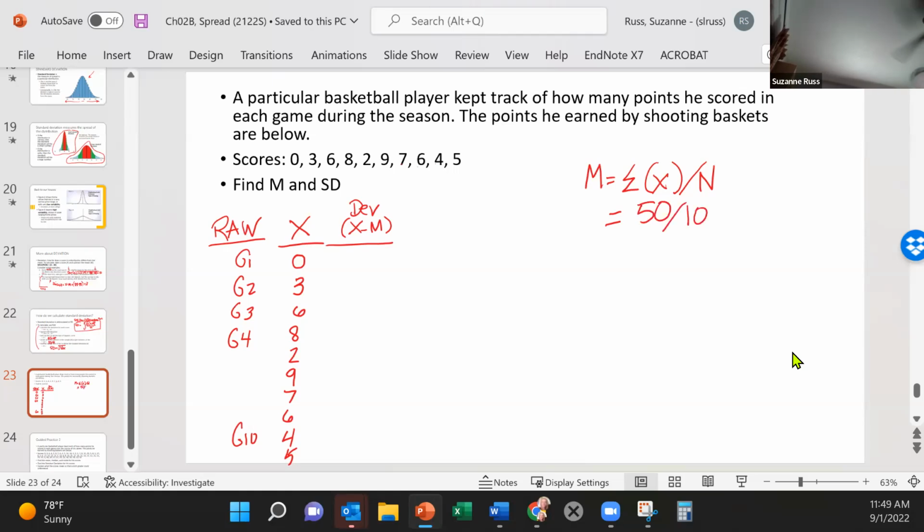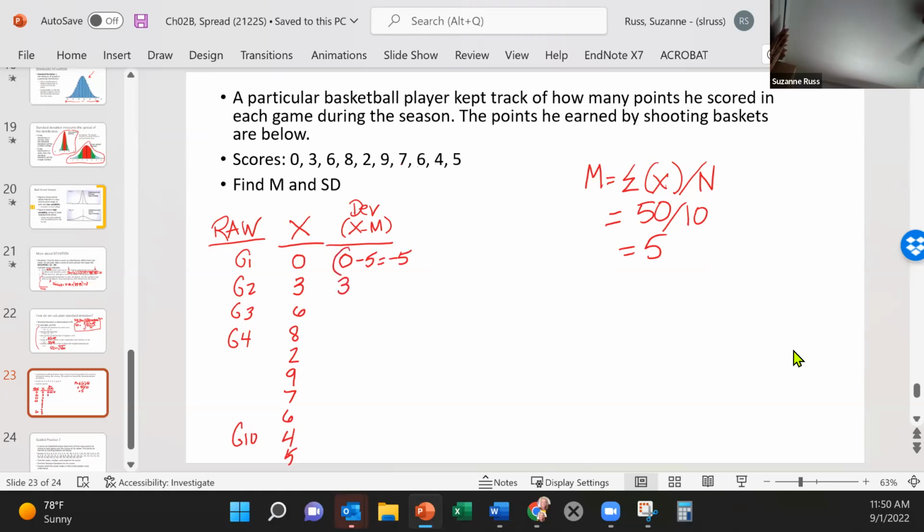Divided by 10 equals 5. So in this case, the mean of this distribution is 5. So let's figure out each deviation. The first score is 0, x minus m, 0 minus 5 equals negative 5.